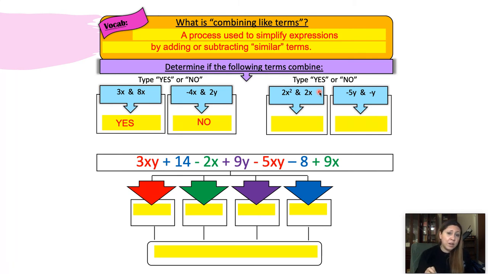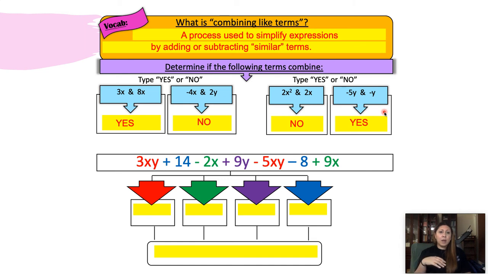So the answer is actually no. The reason why we have this variable right here, what the variable means is that we have two x's. Since we have two x's and the other one only has one, that doesn't match up. They have to have the same amount of x's. So since it doesn't, then it's going to be a no. And the last one, I have a negative 5y and a negative y. Both of them have a y, so then this is a yes.